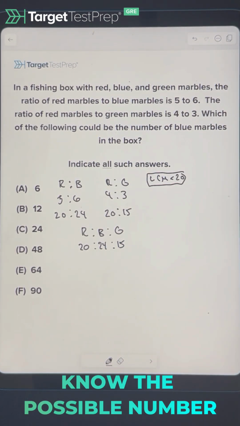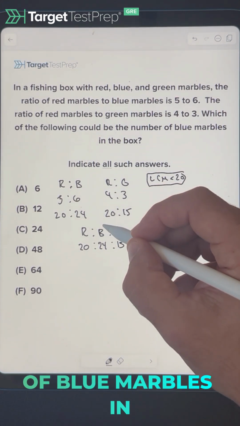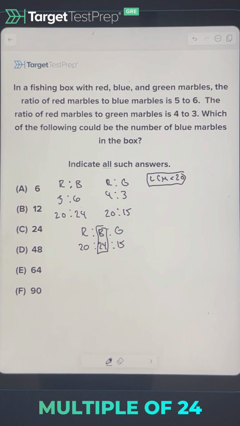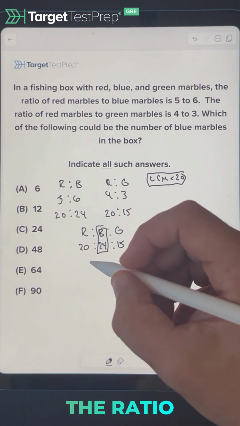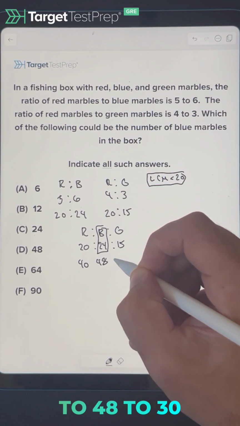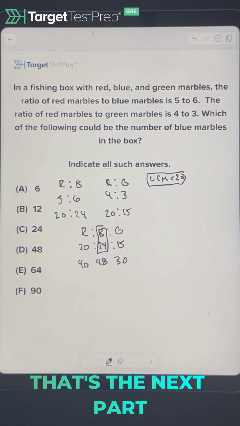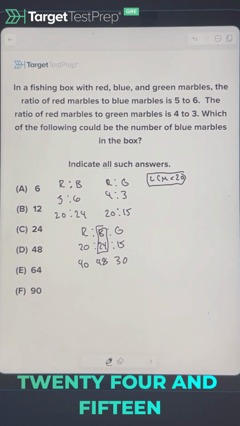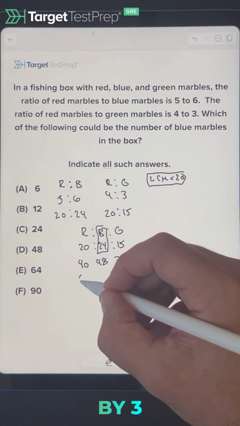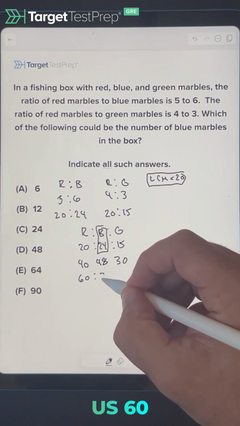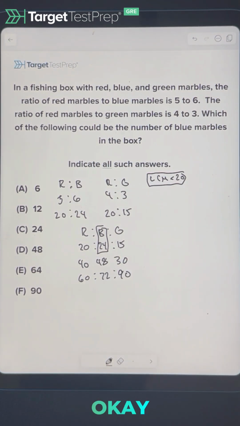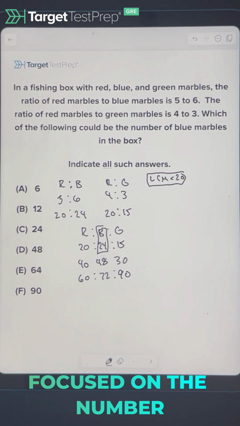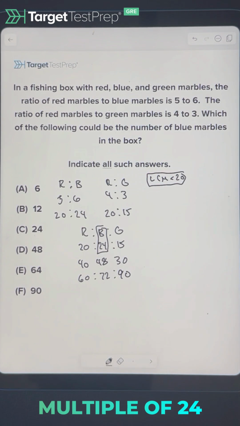Now, we want to know the possible number of blue marbles in the box. Well, what have we determined? Blue marbles is a multiple of 24. So when we increase the ratio, we can have 40 to 48 to 30. That's the next part of the ratio. If we want to increase the ratio again, instead of multiplying 20, 24, and 15 by 2, we're just multiplying those by 3. That's going to give us 60, 72, and 90. Okay, we can stop there because we see the final answer here is 90, and we're just focused on the number of blue marbles. Again, we see it's a multiple of 24.